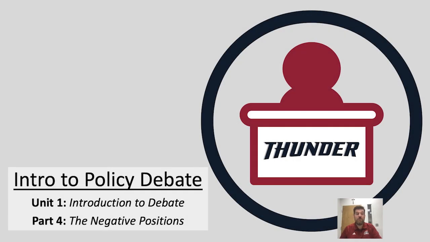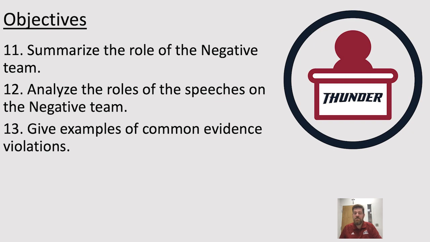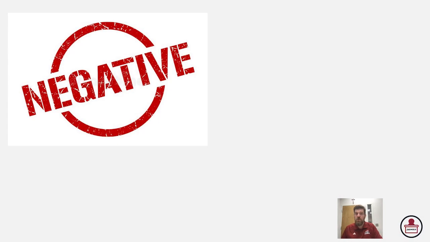Today we're going to learn about part 4 of our first unit, Introduction to Policy Debate. Today's part 4 is the negative positions. We have 3 objectives today. By the end of this class, you should be able to summarize the role of the negative team, analyze the roles of the speeches in the negative team, and give examples of common evidence violations. Let's begin in Roman numeral 11.